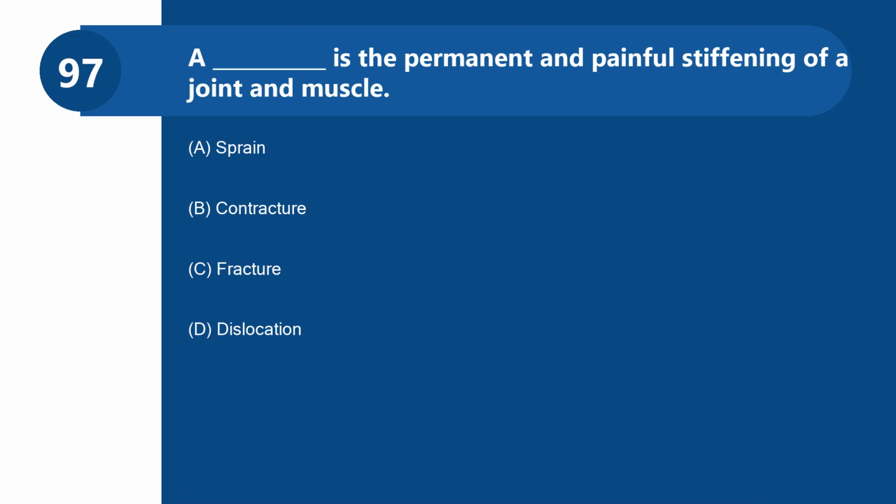Question 97. A blank is the permanent and painful stiffening of a joint and muscle. Option A, sprain. Option B, contracture. Option C, fracture. Option D, dislocation. The correct answer is Option B, contracture.